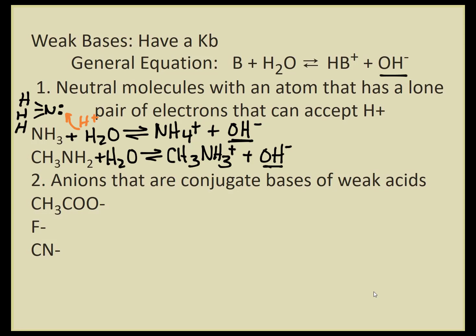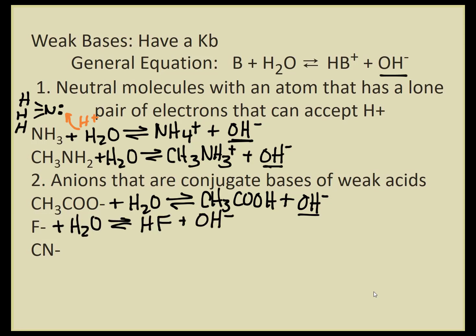Other things that are weak bases are anions that are conjugate bases of weak acids. Remember, if you have a weak acid, that means that the conjugate base is stronger. And so this is a reaction that will occur. So it rips a hydrogen ion away from the water, producing that OH. So F minus is the conjugate base of the weak acid HF. And again, it will produce that hydroxide ion in solution. And then we have the conjugate base of this hydrocyanic acid. And so that CN minus will pull a hydrogen ion off of water, and it will make this hydroxide.